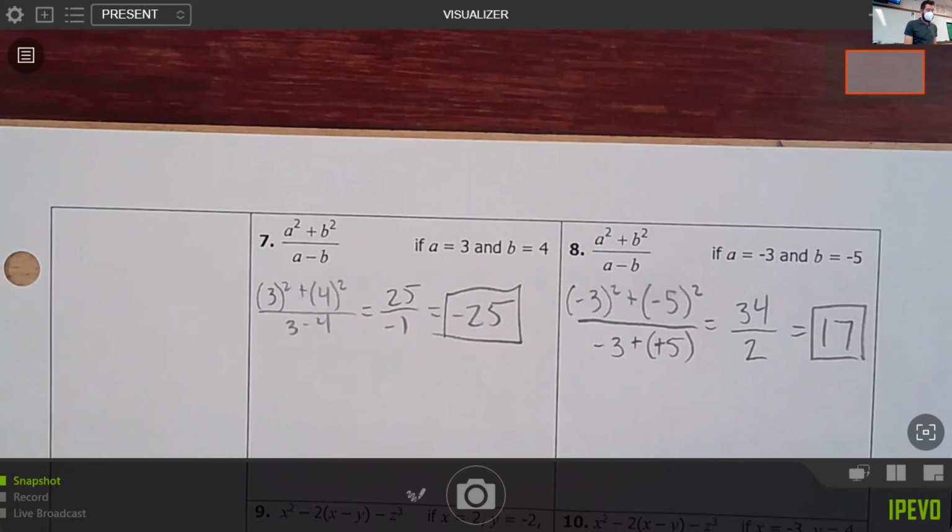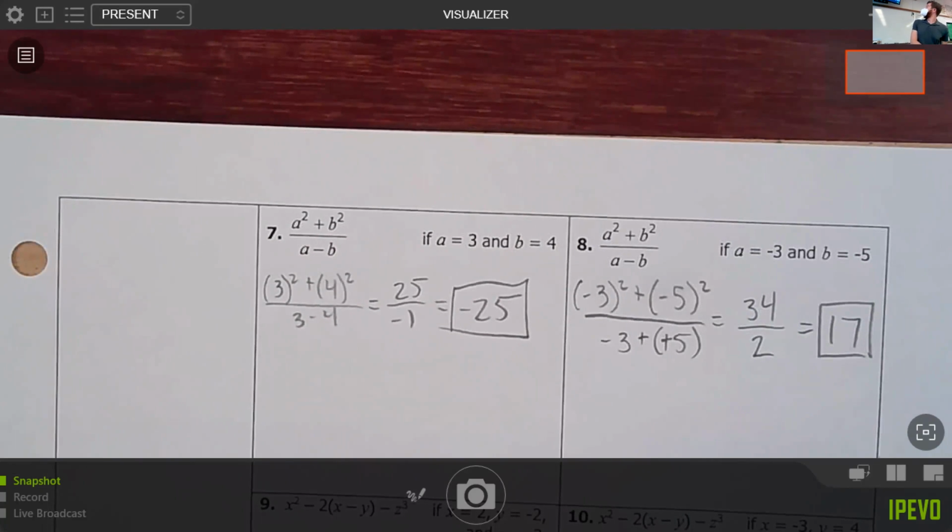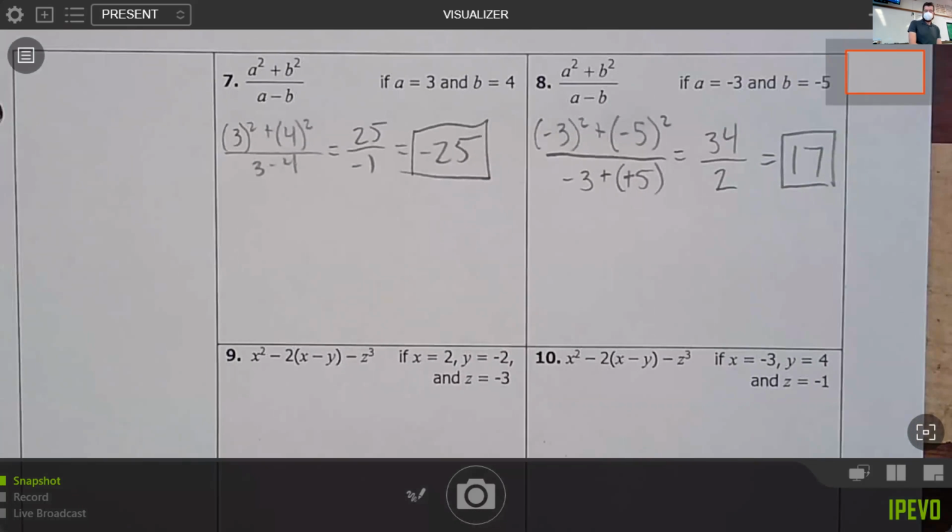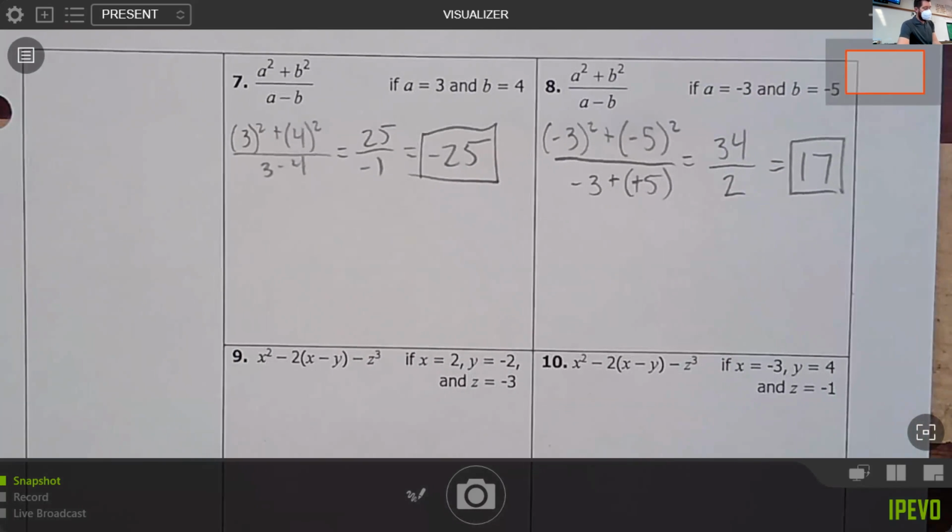9 and 10, once again, they give us the same 2 original expressions. So we're looking at x squared minus 2 times in parentheses x minus y minus z to the 3rd power. Everywhere we see an x, we plug in a 2. Everywhere there's a y, we plug in -2. And every time you see z, you plug in -3.